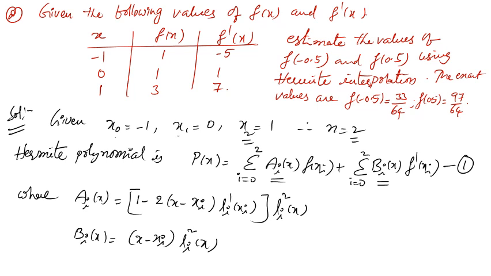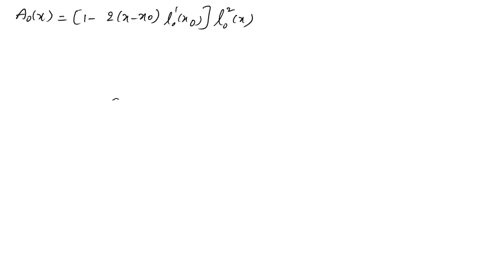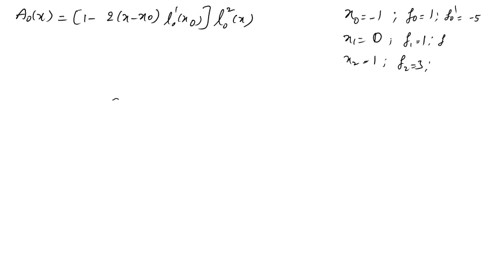So how many ai's and bi's are there? A0, b0, a1, b1, a2, b2. Let us find those values first. So first one, a0 of x equal to 1 minus 2 into (x minus x0) L0 dash of x0 multiplied by L0 square of x, right? And here let me explain the data points: x0 equal to minus 1, x1 equal to 0, x2 equal to 1, and the corresponding f0 is 1, f1 is 1, f2 is 3, and f0 dash is minus 5, f1 dash is 1, f2 dash is 7. Okay, these are the values.